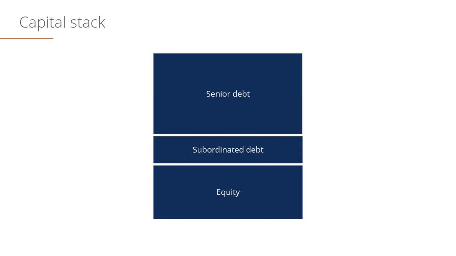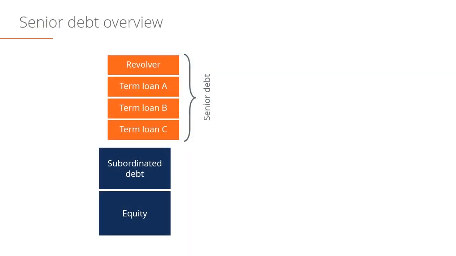So let's take a closer look at the senior debt section of the capital stack. There are a few main components of senior debt. Typically, companies have a revolving line of credit facility, and then they may have various tranches of term loans, A, B, and C in this example. This whole section makes up senior debt.